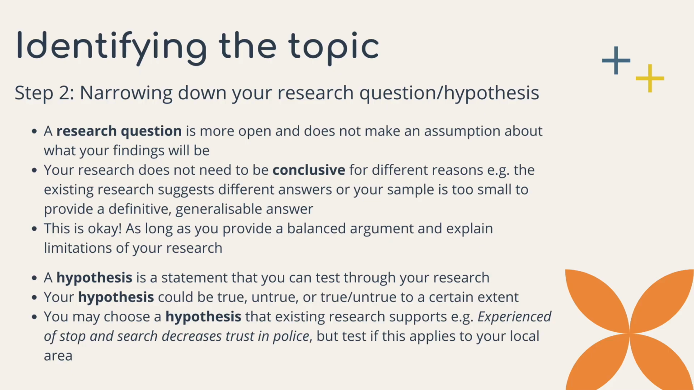Often, hypotheses appear in quantitative and experimental research designs, where you will see researchers conducting experiments to test their hypothesis using particular methods. However, hypotheses can also be tested using qualitative methods. And when you're conducting your Advanced Higher dissertation, this is what you will be asked to do, regardless of your chosen research method. For example, you might find a research paper that concludes that experience of stop and search decreases people's trust in the police.